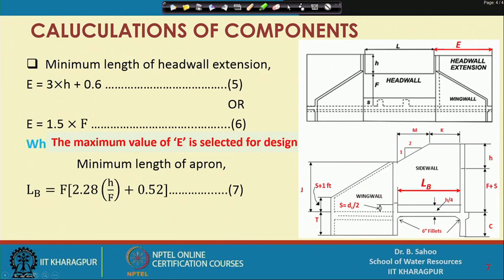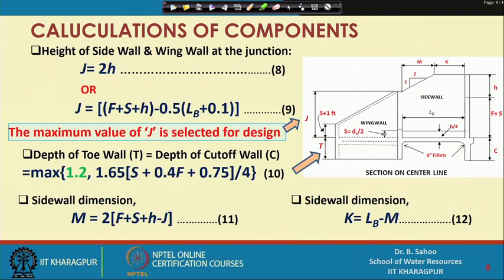Similarly, the minimum length of apron is estimated as F into 2.28 into small h divided by F plus 0.52, and you know that small h divided by F is always less than 0.5. The height of sidewall and wing wall at the junction is given by j. You can see from this figure, this is j, that is equal to 2h or F plus S plus h minus 0.5 into LB plus 0.1, and the maximum value of these equations 8 and 9 is selected for designing the value of j.